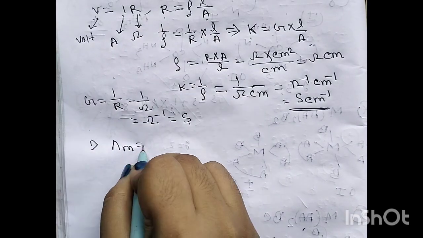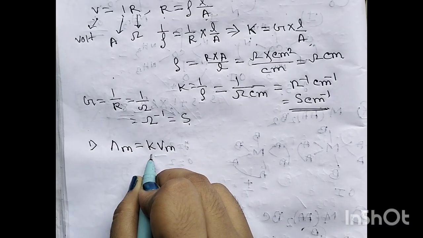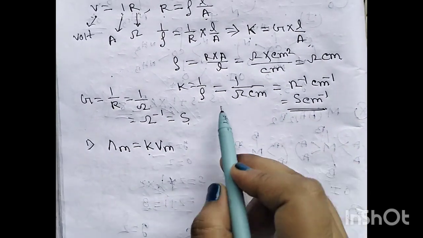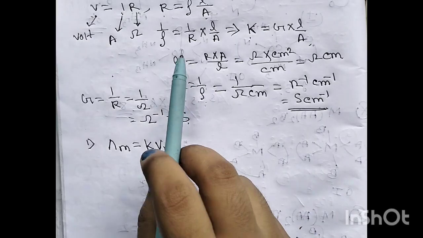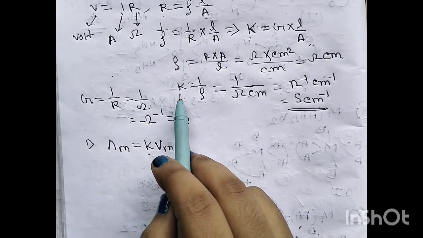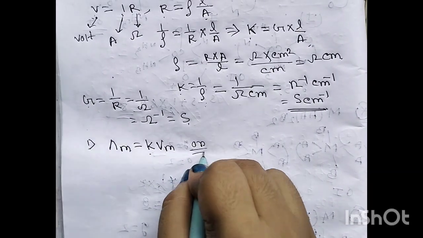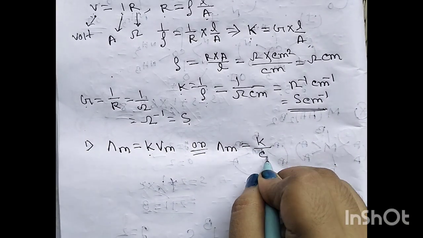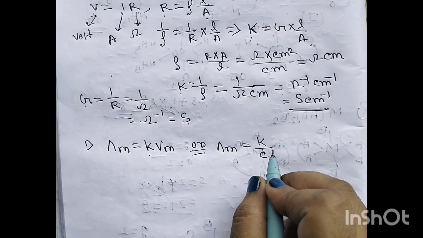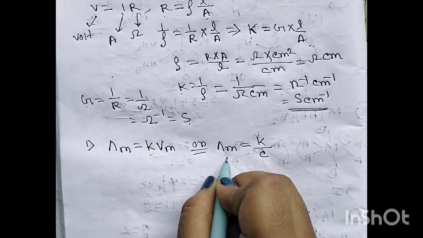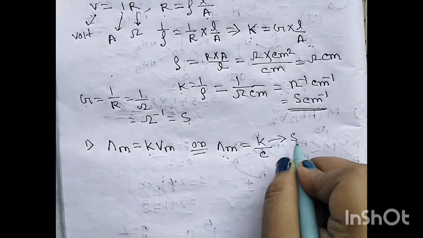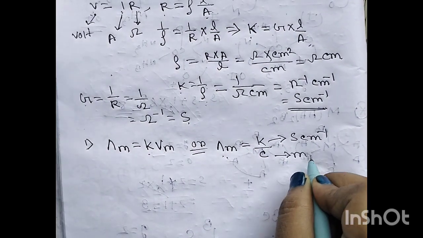Okay, now the next is molar conductance. Molar conductance lambda m equals kappa into molar volume. Kappa is conductivity, kappa equals 1 by rho, 1 by resistivity. R is resistance, rho is resistivity, kappa is conductivity, G is conductance. Okay, lambda m equals kappa into Vm, or we can say lambda m equals kappa by C. Here C is the concentration, mole per liter. Now the unit of kappa is Siemens per cm, and the unit of concentration is mole per liter.